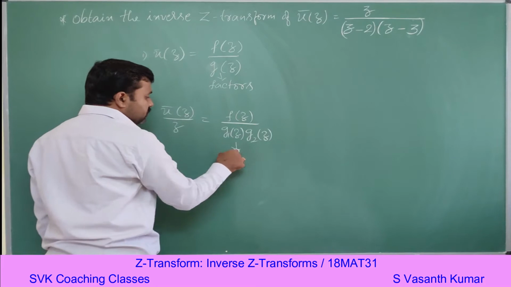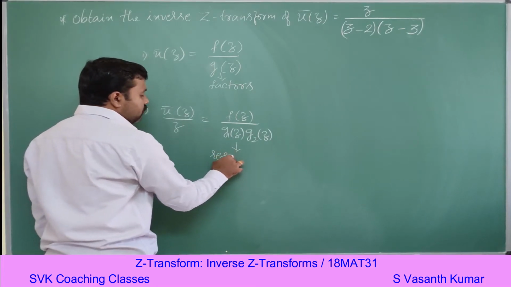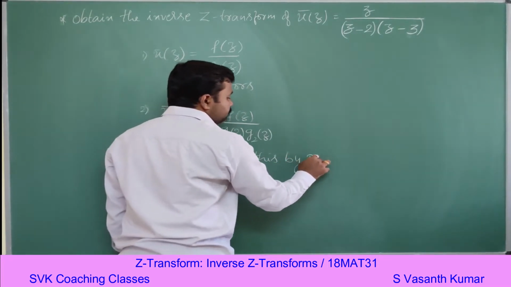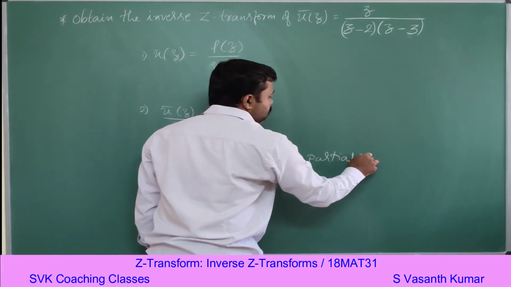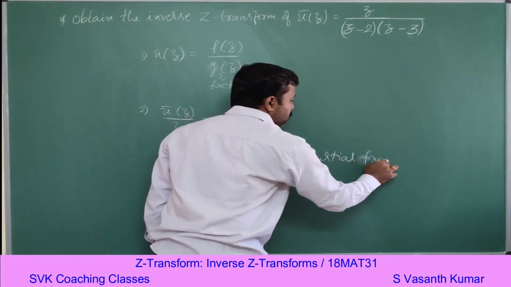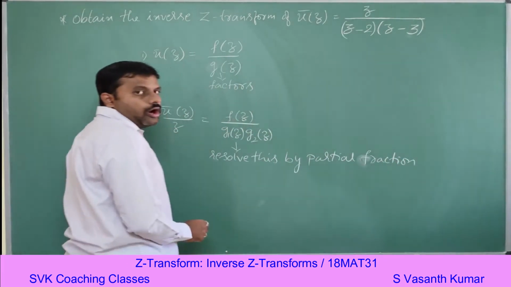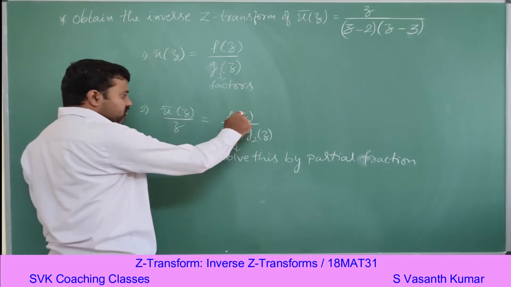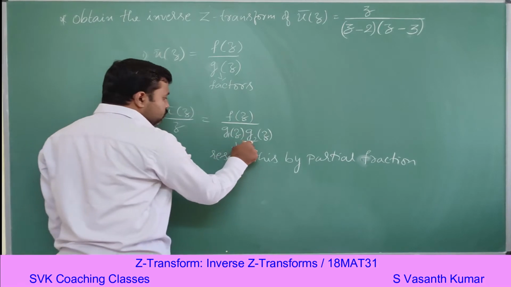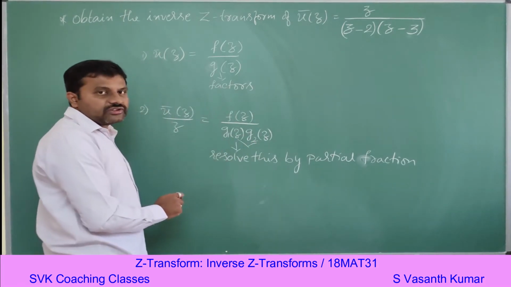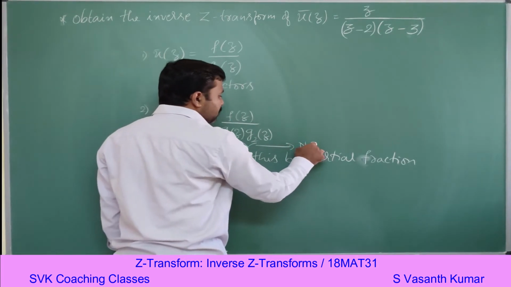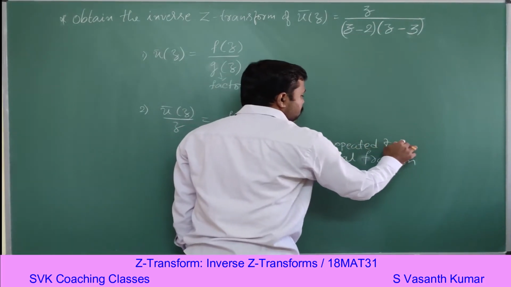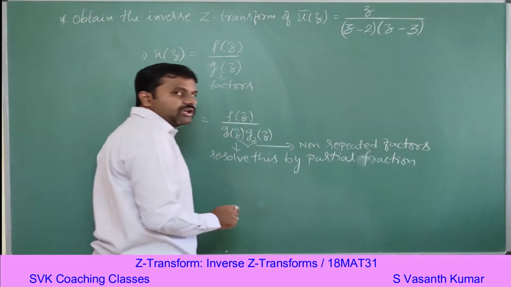Then resolve this by partial fraction. After resolving into partial fractions, you will get the values of the constants A and B. And these two factors should be non-repeated factors. The main thing here is that it should be a non-repeated factor.